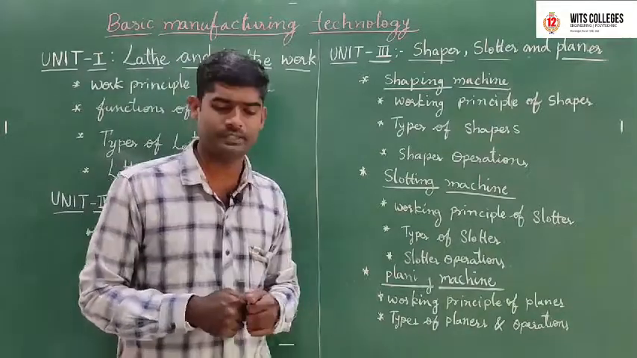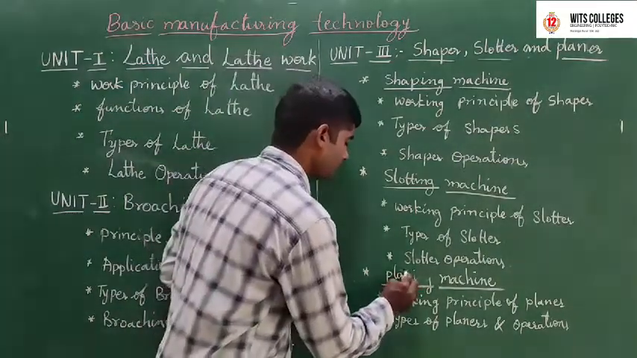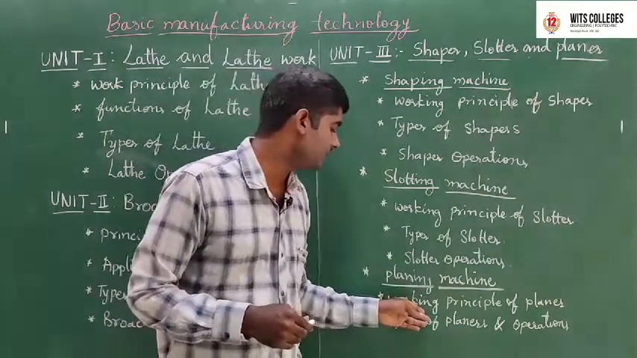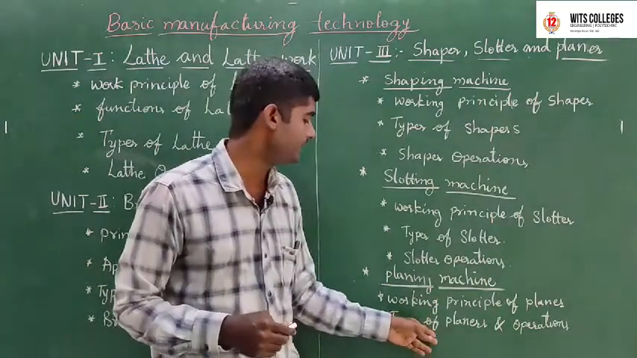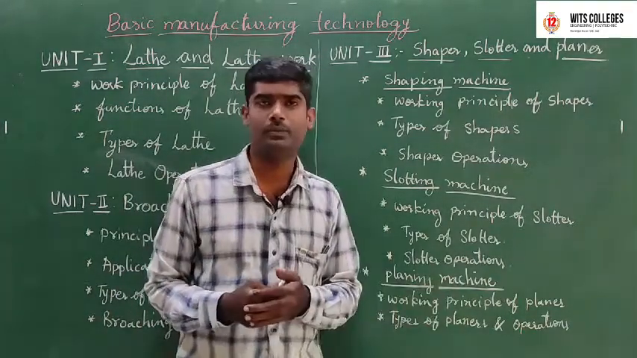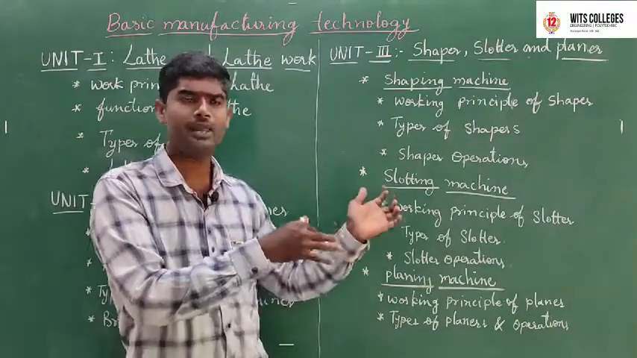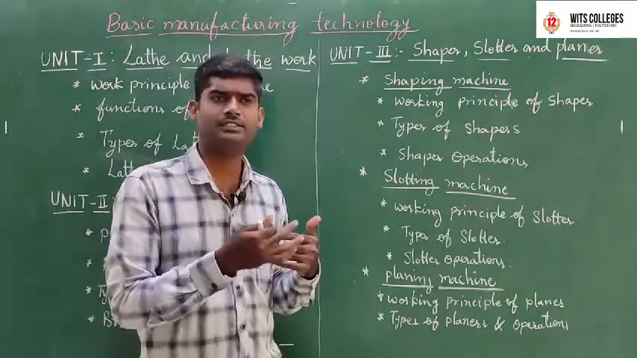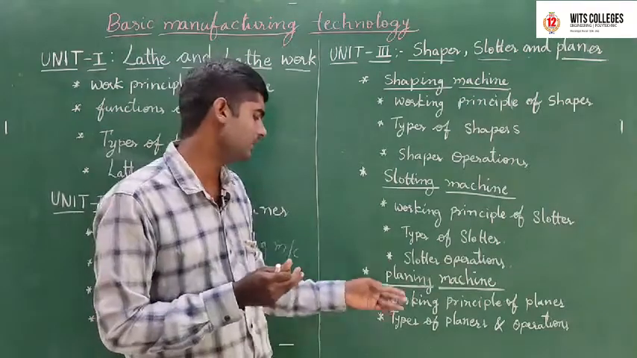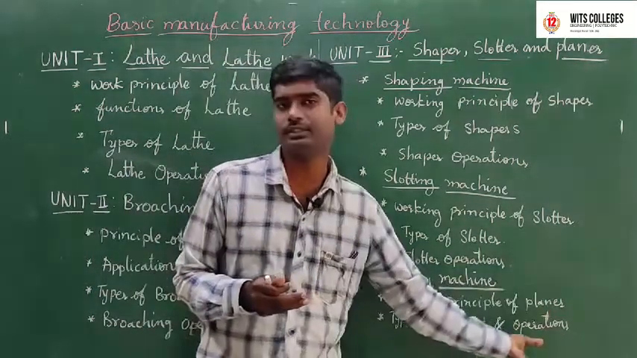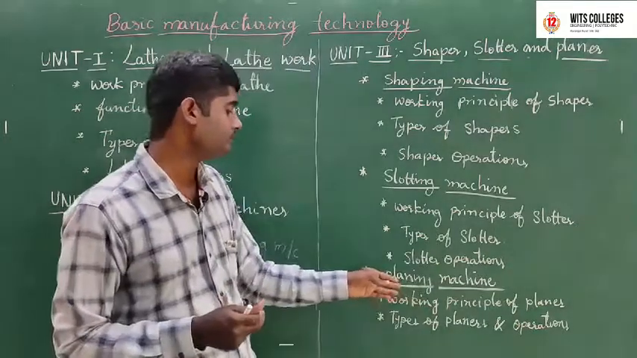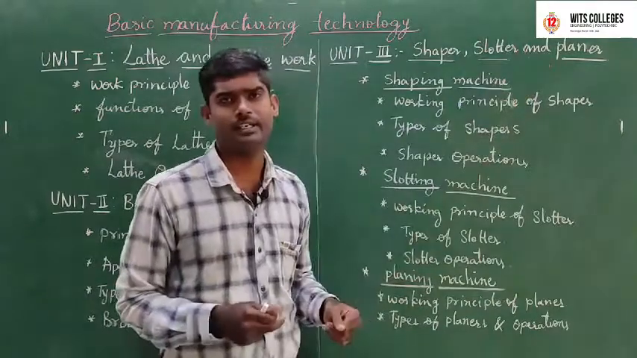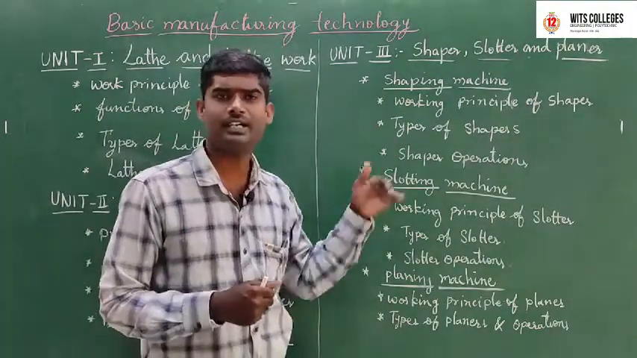Next, the planing machine. In this planing machine topic we are going to learn the working principle of planers, types of planers and operations. What are the types of planers? There are many types, like horizontal planer, vertical planer, and industrial purpose planers also. We learn all of these. Next, what are the operations? Let's see again, in this third unit, shaper, slotter and planer, we are going to learn all these topics. These are all important topics.